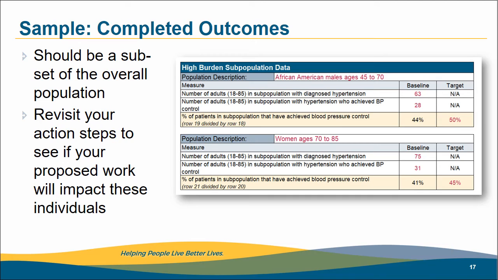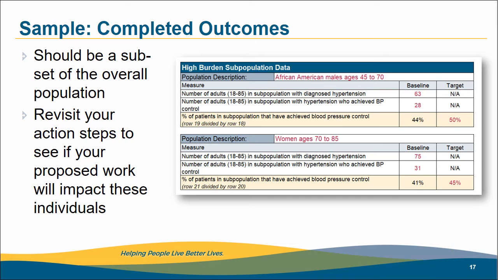So in the screenshot, you'll see that this organization has identified two high burden subpopulations for hypertension. The first would be African American males between the ages of 45 and 70, and the second would be women between the ages of 70 and 85.